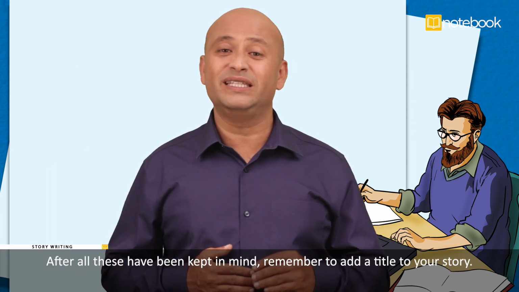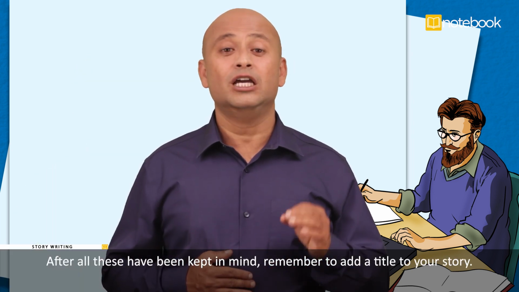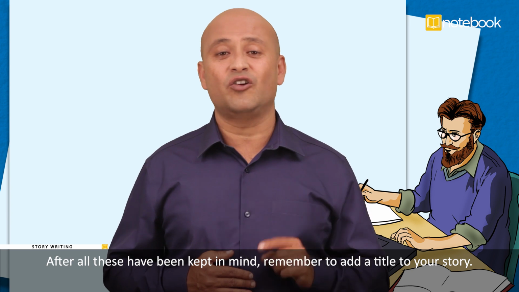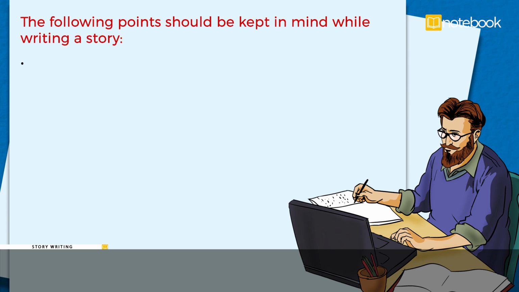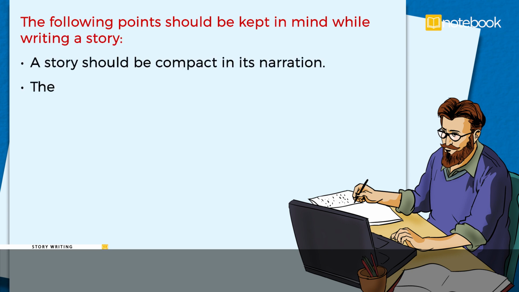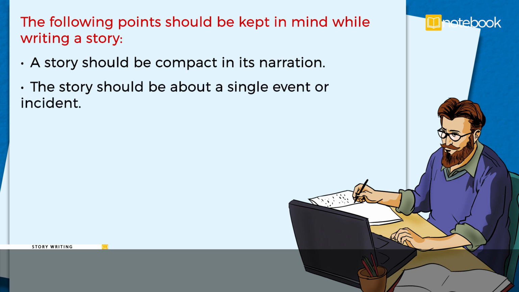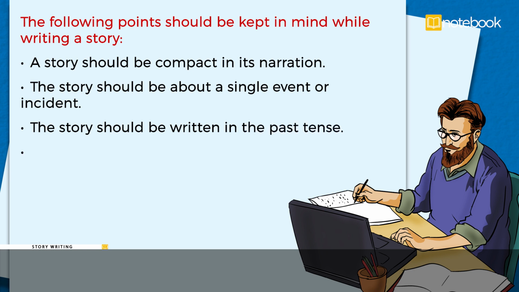After all these have been kept in mind, remember to add a title to your story. The following points should be kept in mind while writing a story. A story should be compact in its narration. The story should be about a single event or incident. The story should be written in the past tense. Try to keep your story as original as possible.